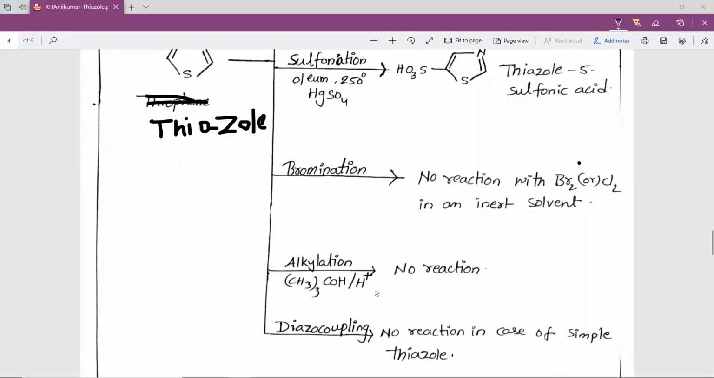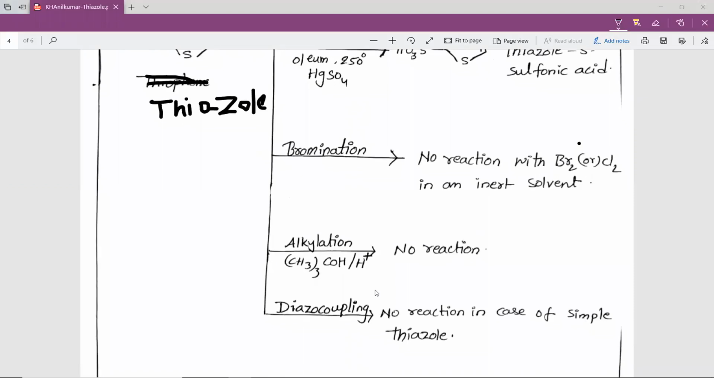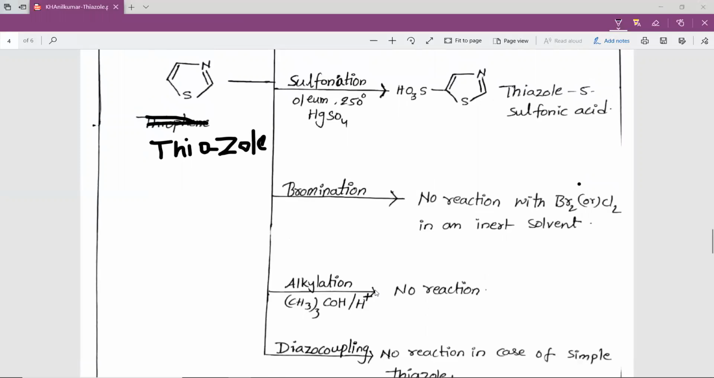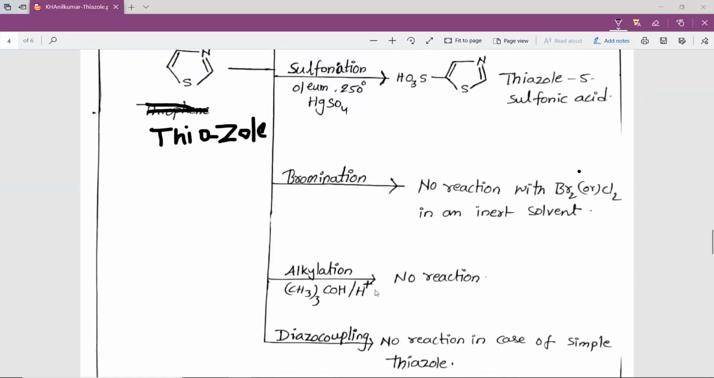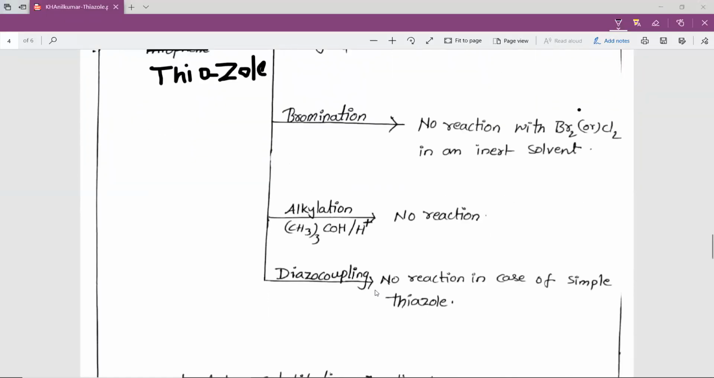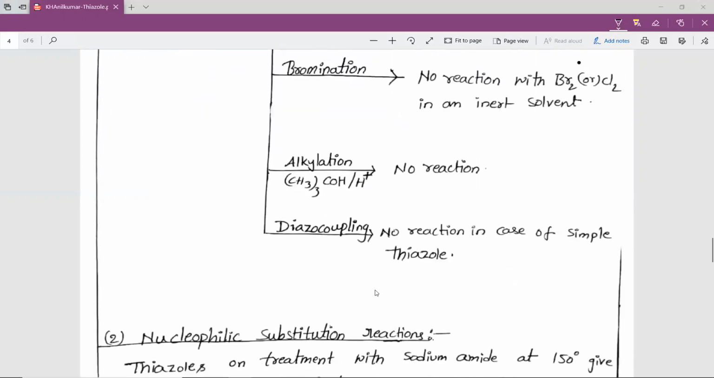So coming to diazo coupling. No reaction in the case of simple thiazole. So simple thiazole usually does not undergo many of the electrophilic substitution reactions. So mostly substituted thiazoles will undergo these electrophilic substitution reactions.